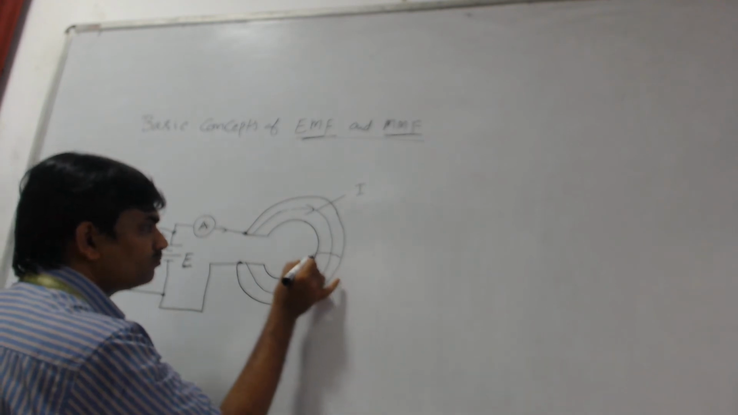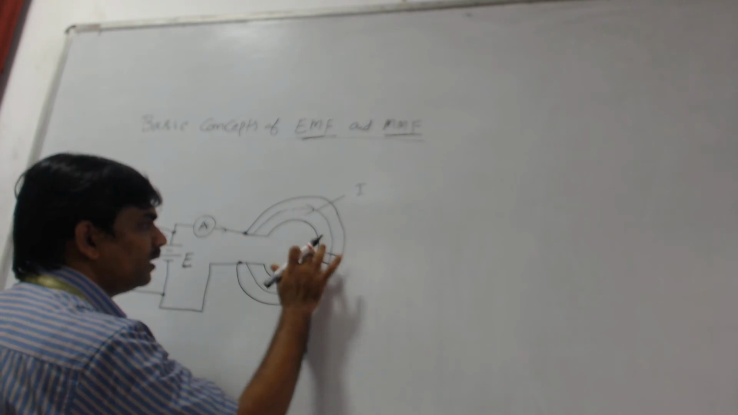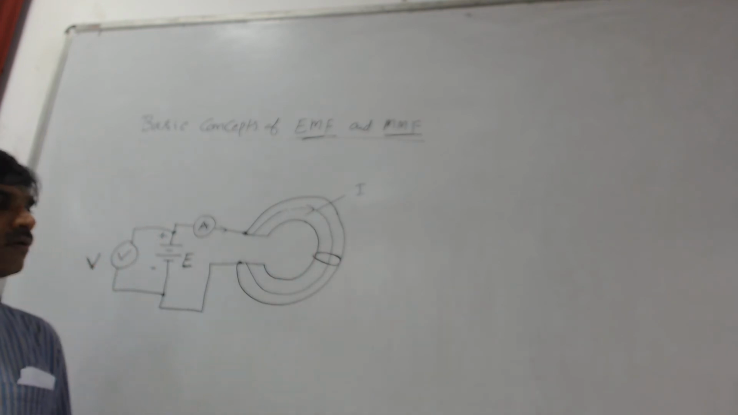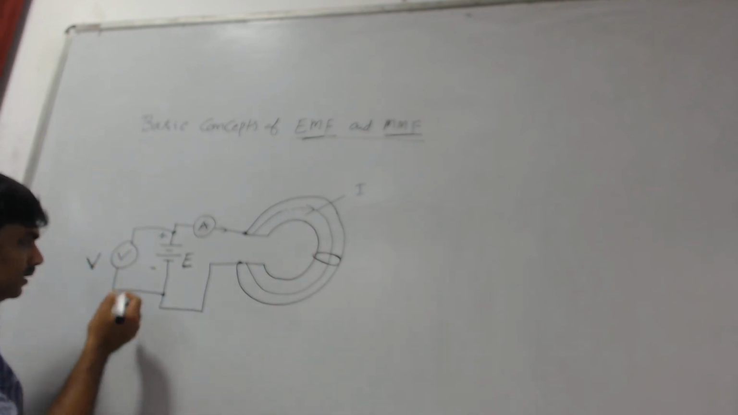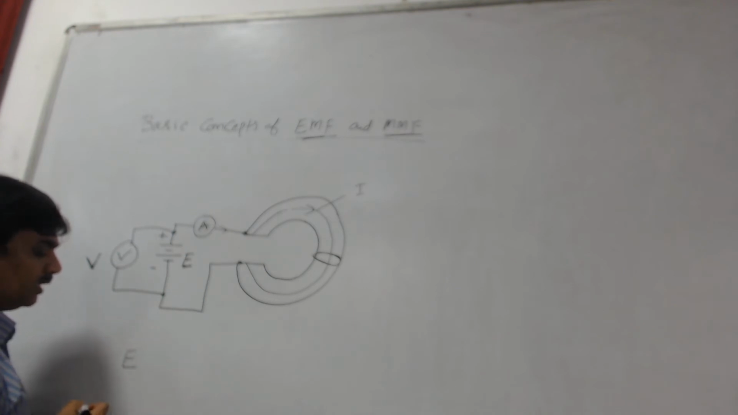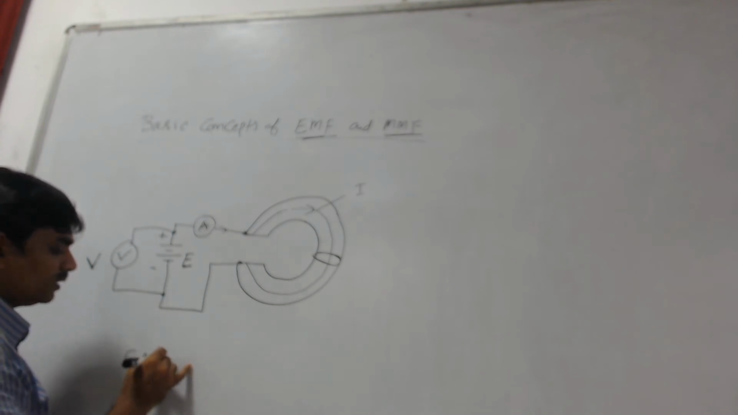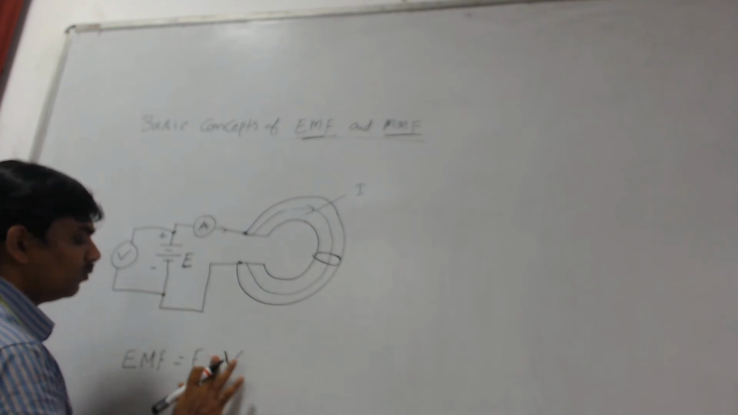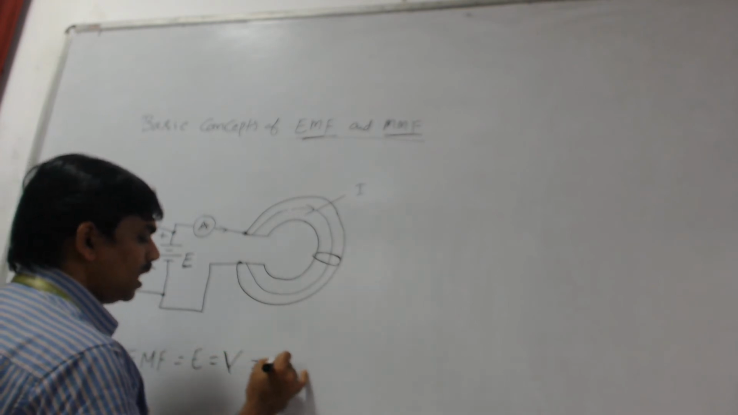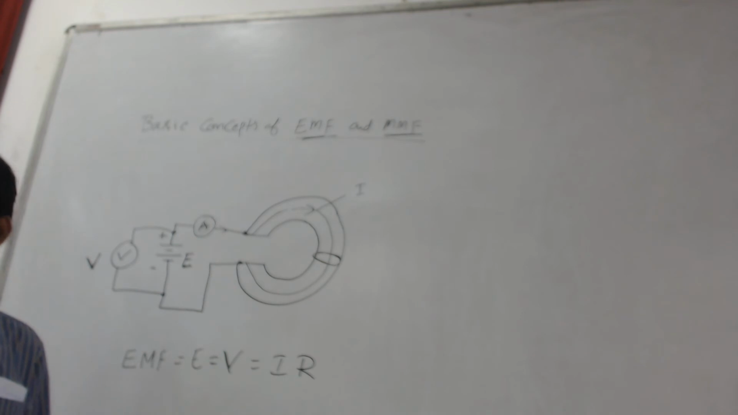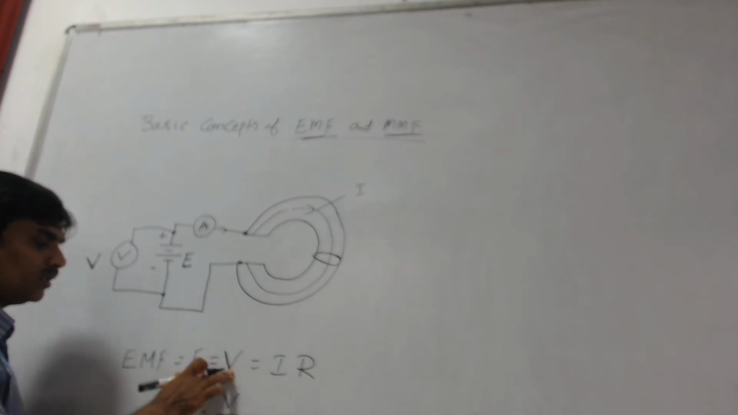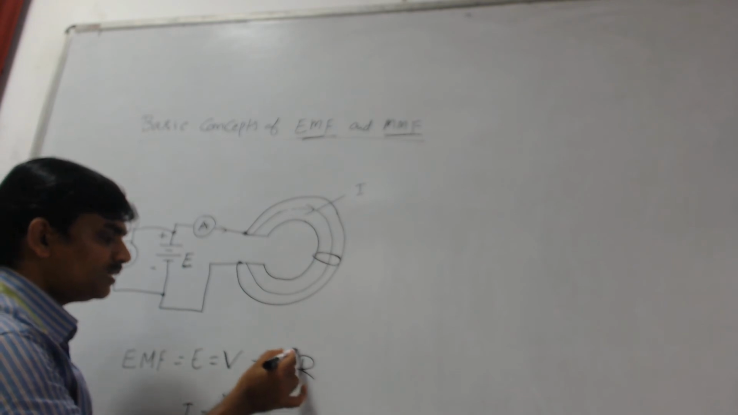The conductor has some cross sectional area; if you cut it, you see the cross section. What is the relation? This E, the EMF, is measured in volts, which is why sometimes we also use the letter V. V is equal to IR. So I is equal to V by R, where V is the applied voltage and R is the resistance of the material.